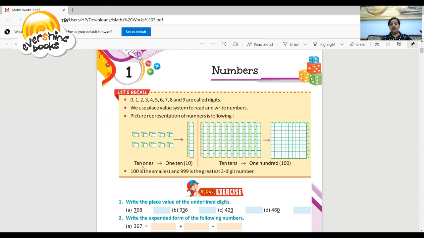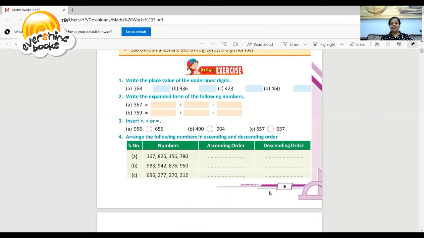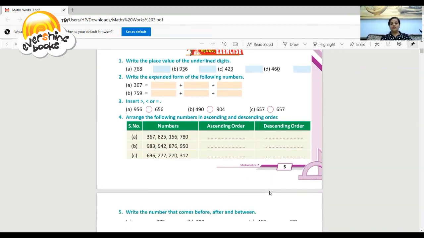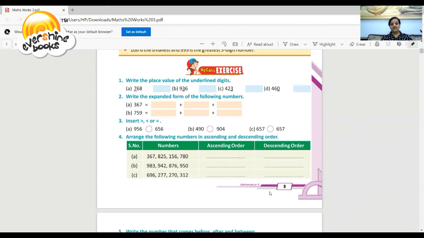It means they are 10 in number, that are 10 ones. And then 10 tens, 10 rows, that is equal to 100. So 10 tens are equal to 100. 100 is the smallest number of 3 digits and 999 is the greatest number of 3 digits that you have already learned in your class 2. So first of all, we are going to recall the exercises.